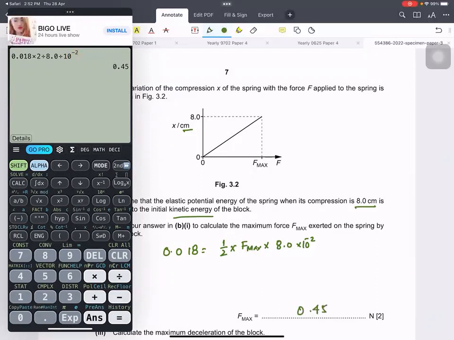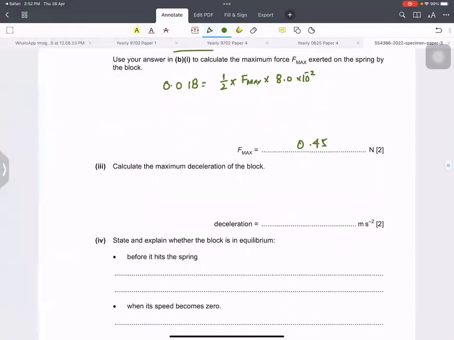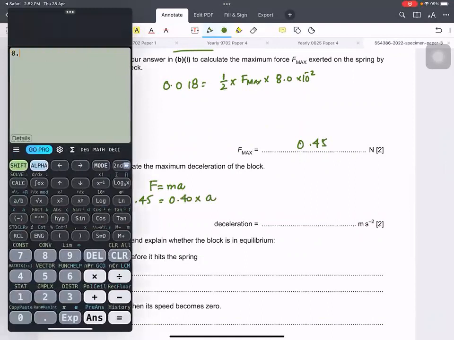Then it says calculate the maximum deceleration. So that has to be F equals ma. And we have force as 0.45, mass as 0.40, acceleration. Pretty simple.